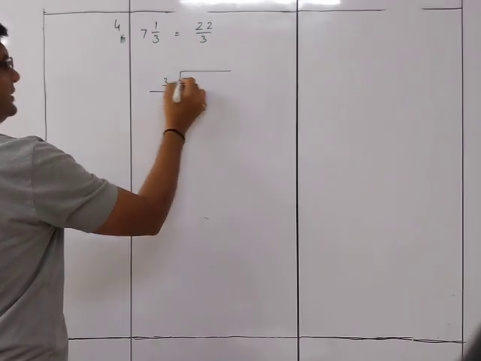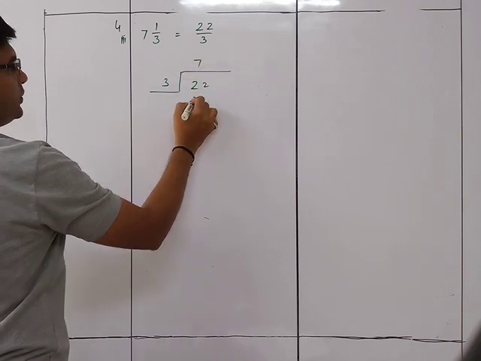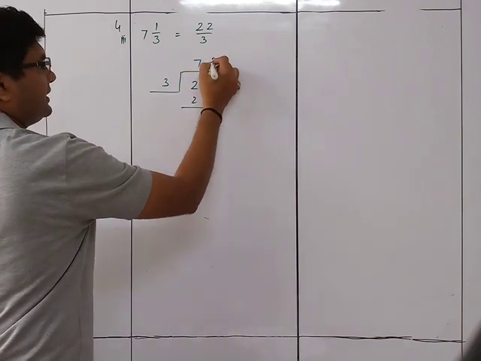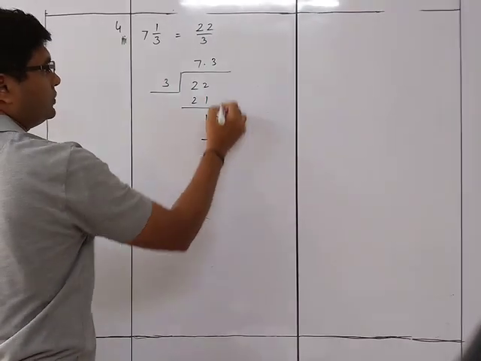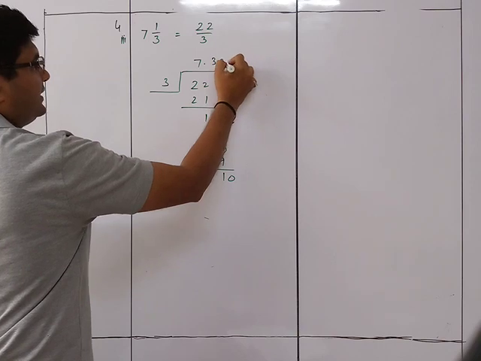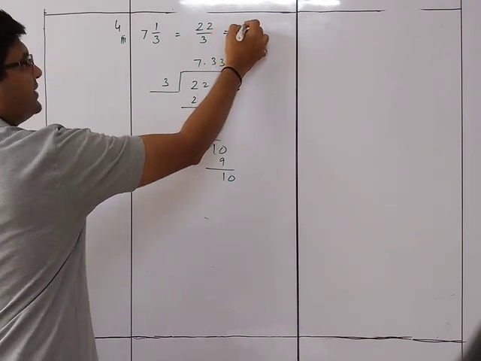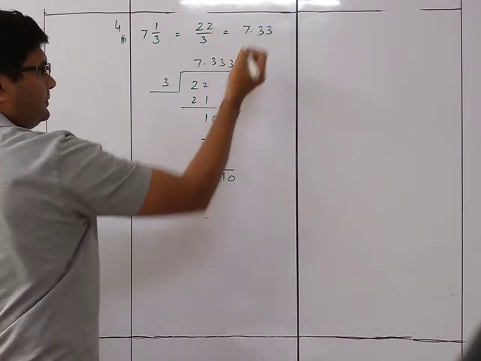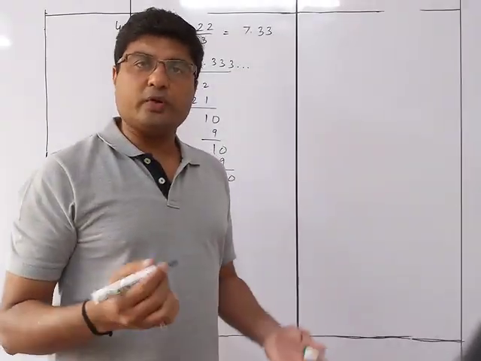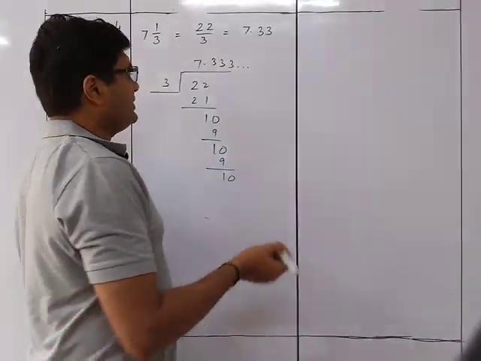This is 3, this is 22, 7s are 21, 1, 0, point, 3s are 9, 1, 0, 3s are 9, 1, 0. So again 3. So it will be just recurring. So it is 7.33. Okay, we'll take the number as 2 decimal points, or you can take more also, 7.3333.